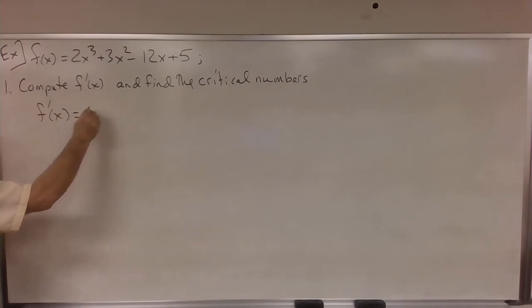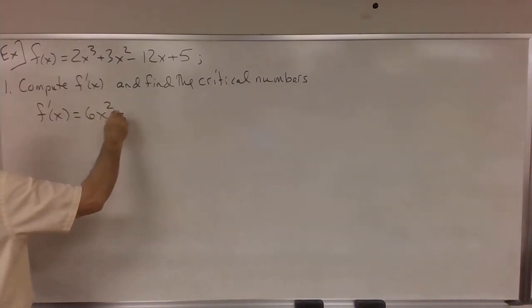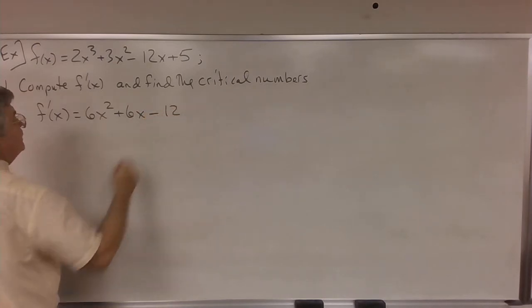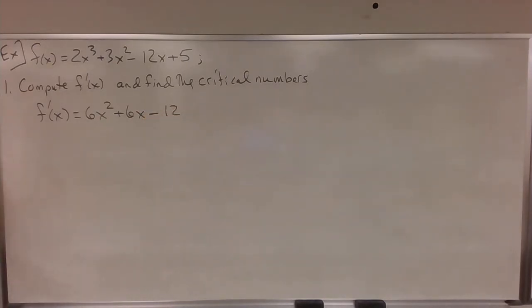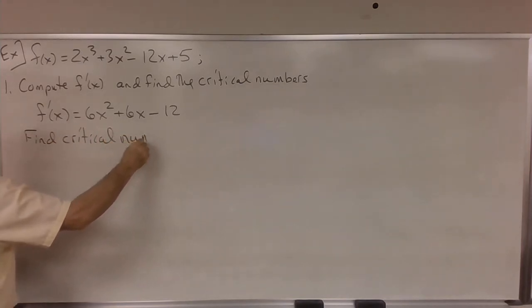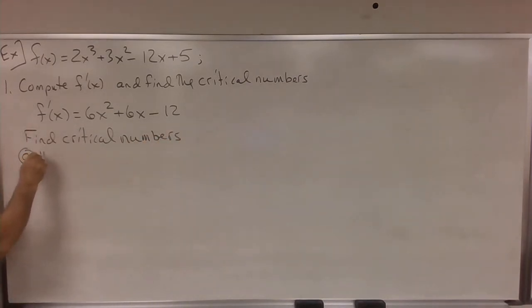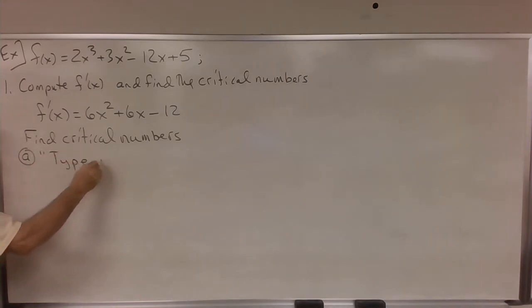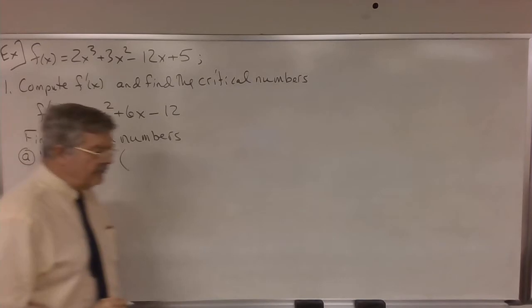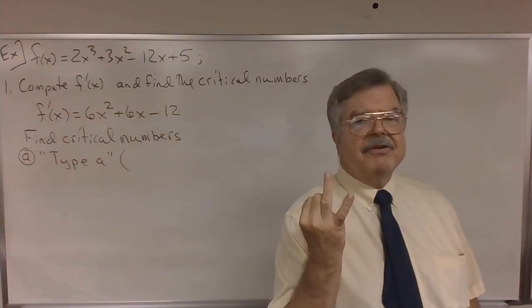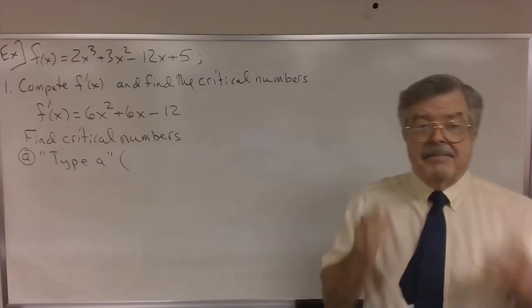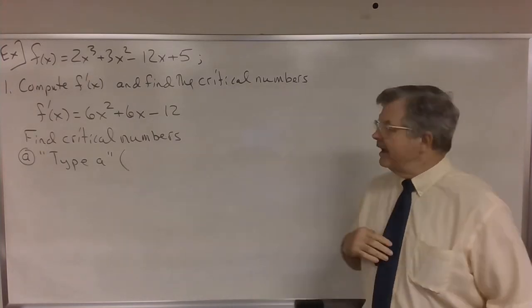f prime of x is 6x squared plus 6x minus 12. So we have the derivative. Now we have to find the critical numbers. There are two kinds of critical numbers, type A and type B, and we have to think about this.